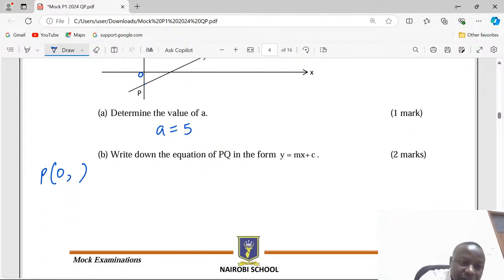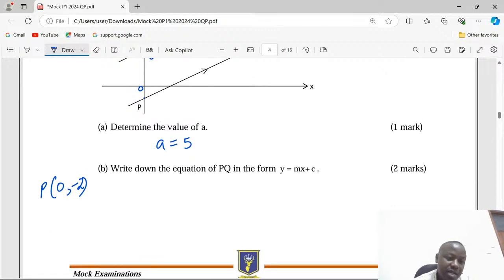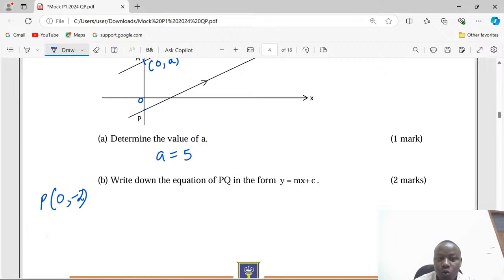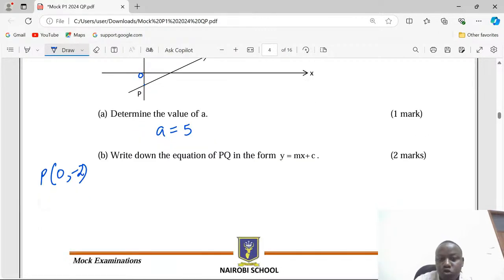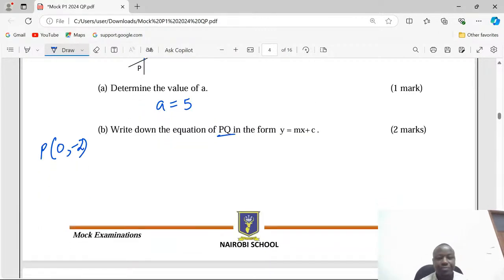And to have another 2 units, we must find ourselves at -2. So the coordinate of P is (0, -2). With the coordinates of P, remember what we want is the equation of PQ. For us to get the equation of PQ, we need at least a coordinate on that line and also the gradient of the line.